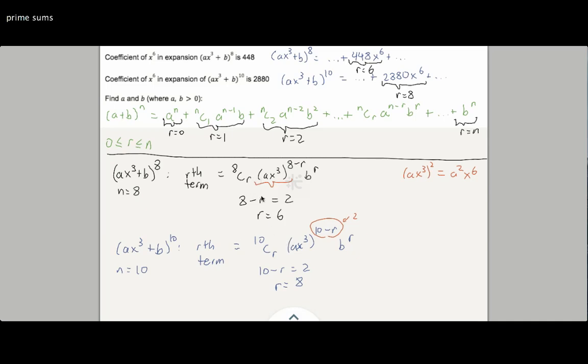So let's see if we can simplify this. In the first expansion, (ax^3 + b)^8, we found that the rth term was 8 choose r, (ax^3)^(8-r), b^r, and we established that r equals 6. So this is going to be 8 choose 6, (ax^3) to the 8 minus 6, which is just squared, b^6.